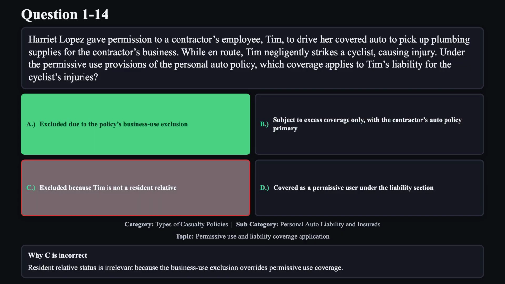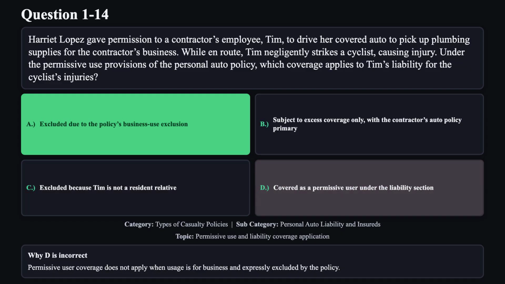Reason C is not correct. Resident relative status is irrelevant because the business use exclusion overrides permissive use coverage. Reason D is not correct. Permissive user coverage does not apply when usage is for business and expressly excluded by the policy.